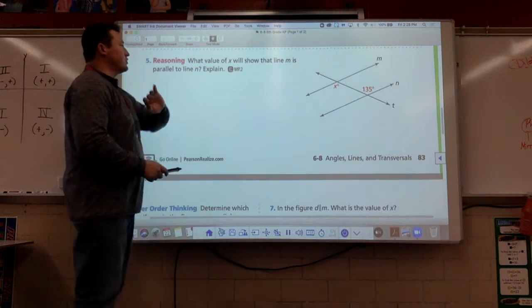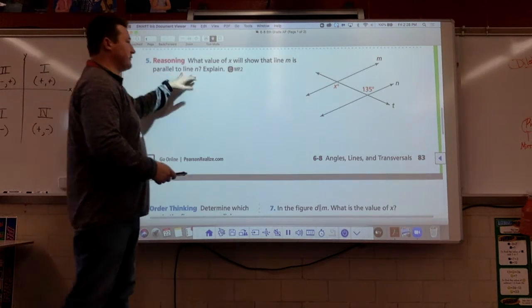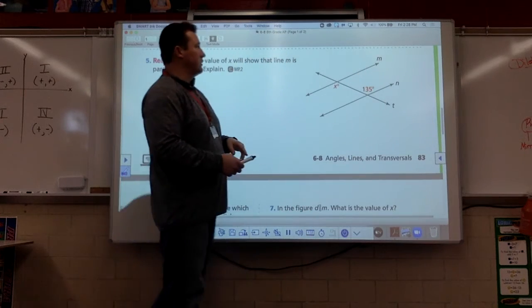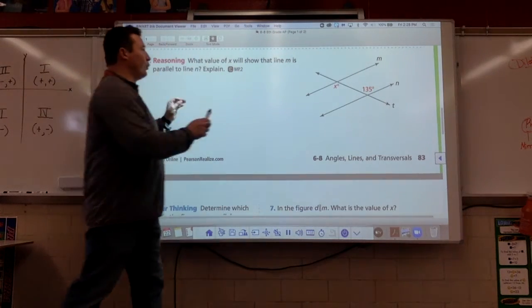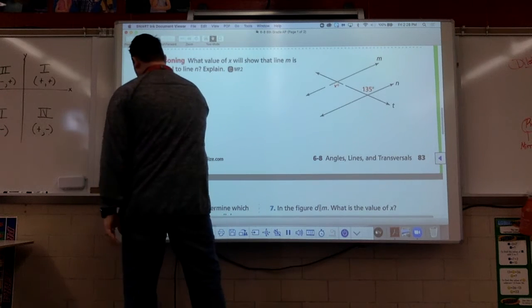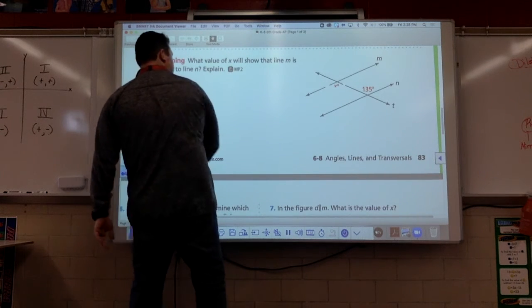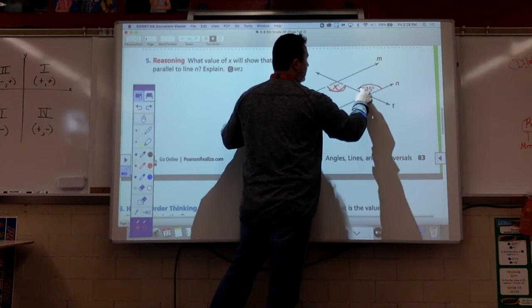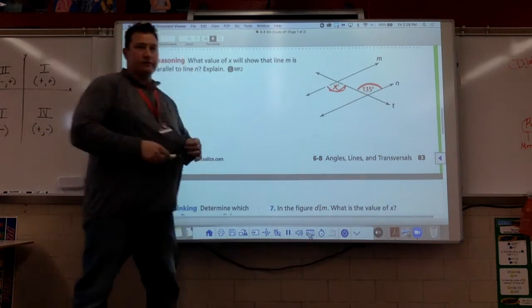What value of x will show that line M is parallel to line N? So once again, M and N, right? If they're going to be parallel, what is our special angle pair with those two? Okay?